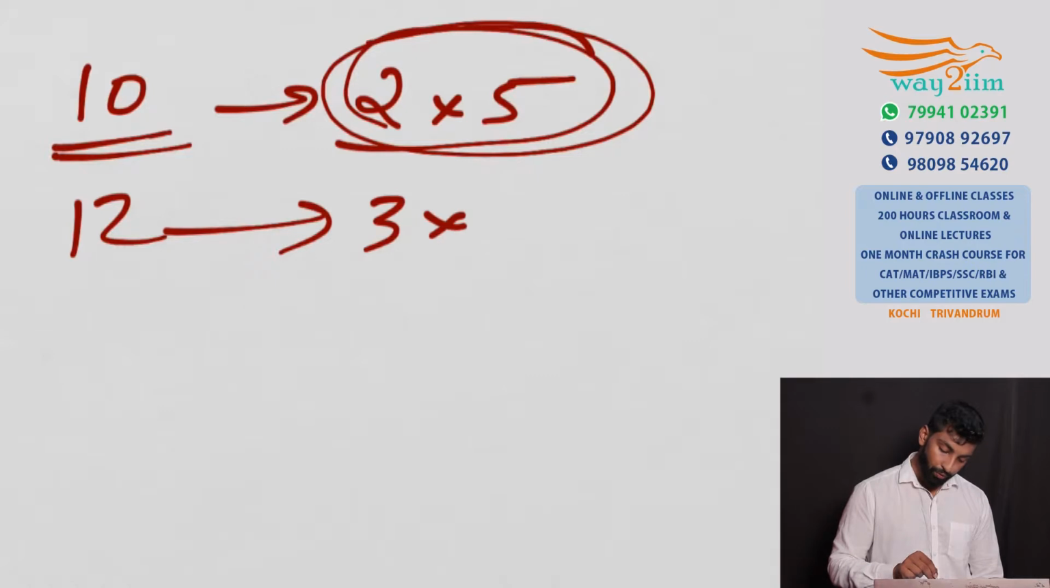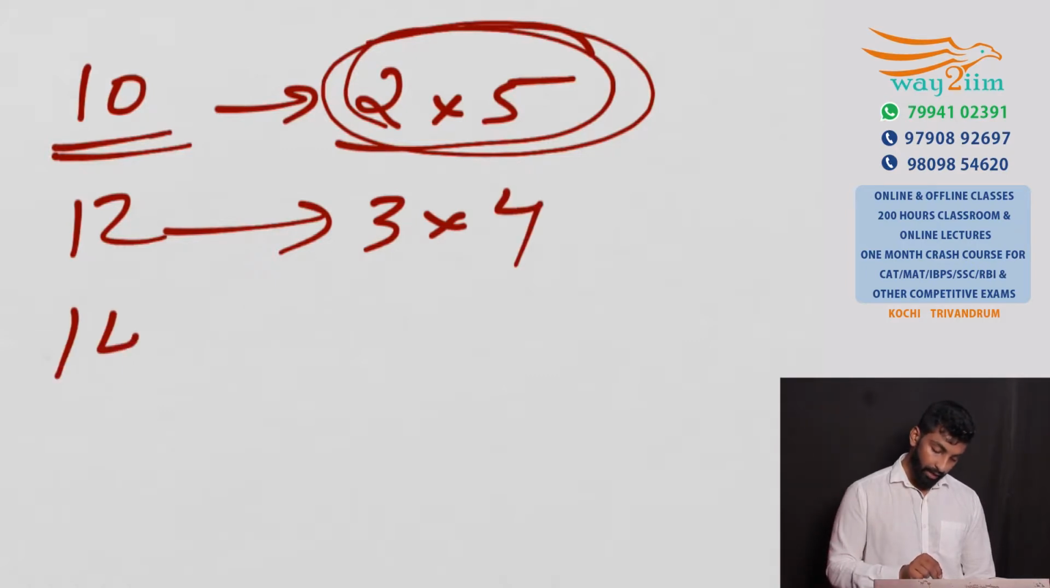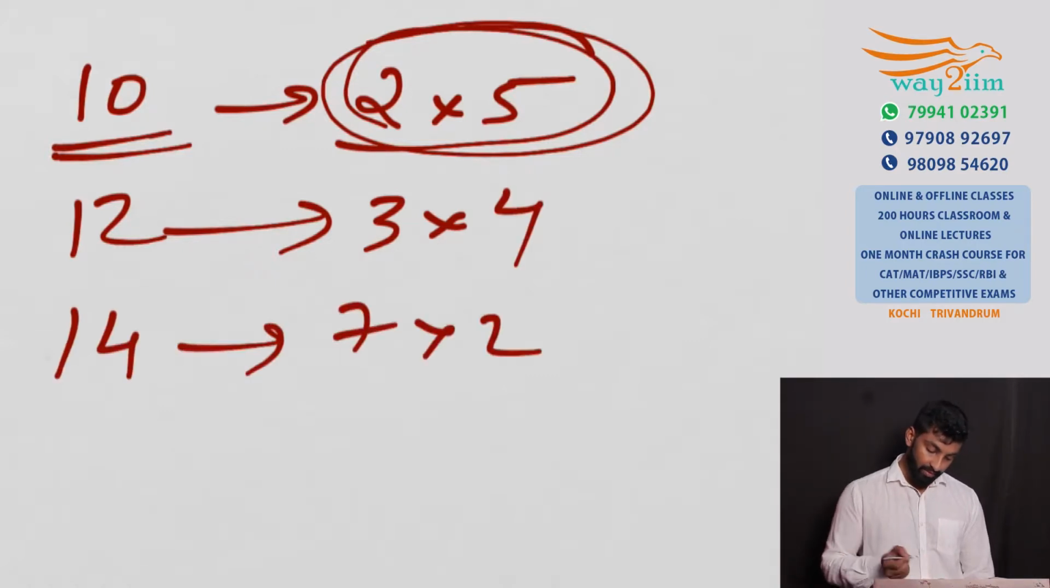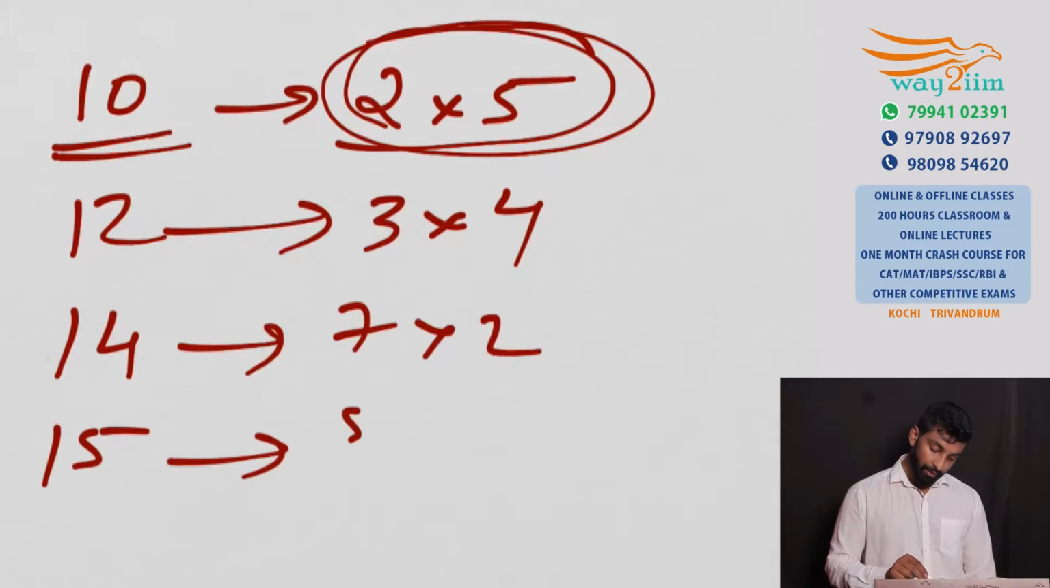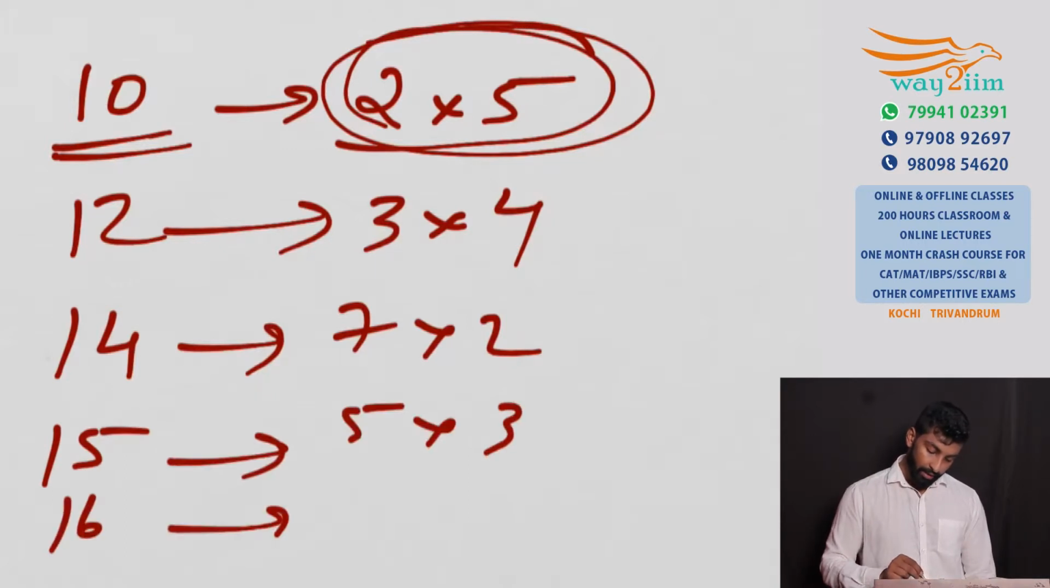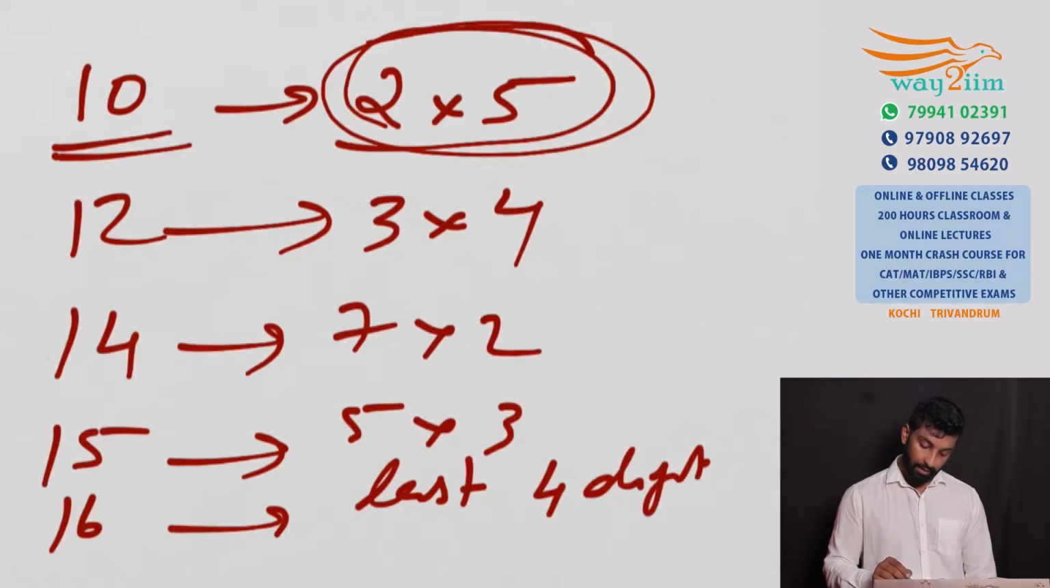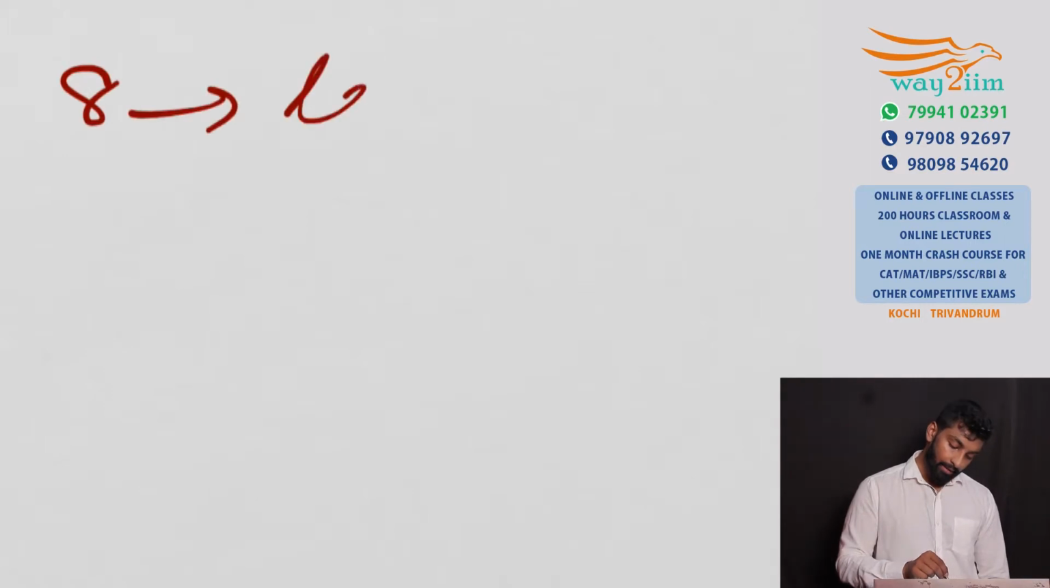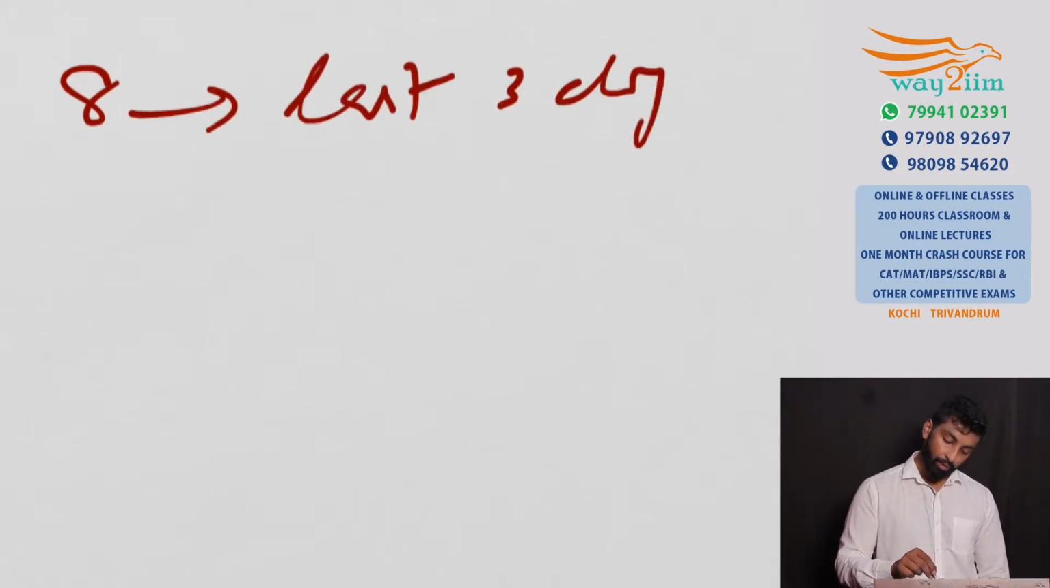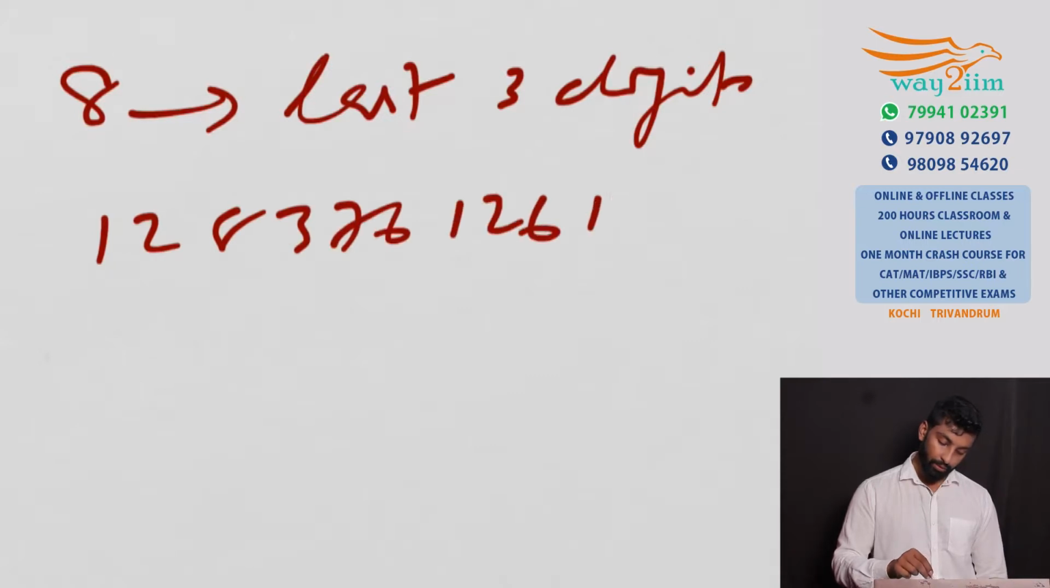12, 3 into 4. 13 we'll see. 14, 7 into 2, 7 we'll discuss. 15, 5 into 3. 16, we have already discussed, last 4 digits, right? Last 4 digits. Now you don't want to have any confusion. 8 I have already told you, last 3 digits, right? What does it mean? You may get a number like 1, 2, 8, 3, 7, 6, 1, 2, 6.